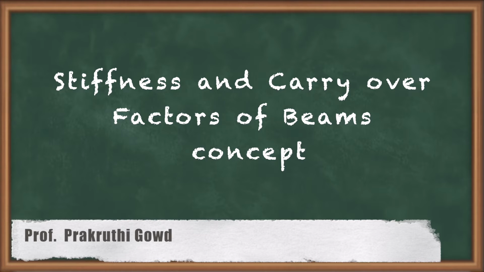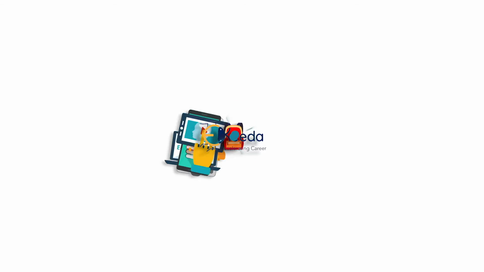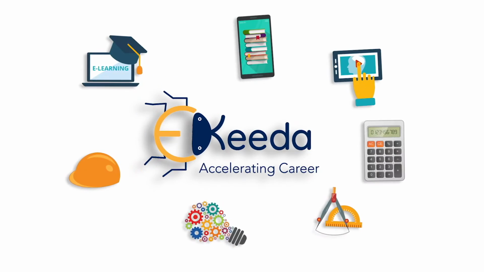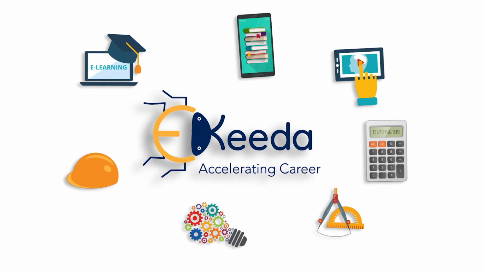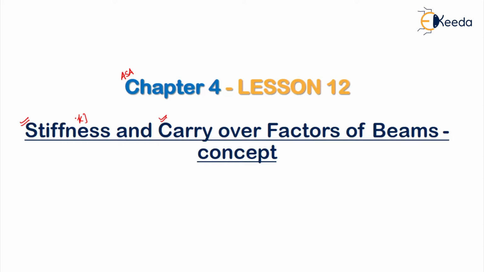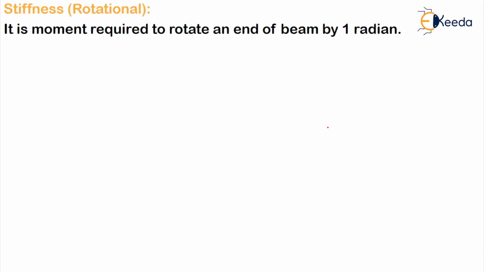So in this lesson, let us see what is stiffness and what is the carryover factor. Stiffness is denoted by K, carryover factor COF of a beam. So we'll see the concepts and the steps how to find the stiffness and carryover factors for different beams. Okay, so first let us see stiffness.